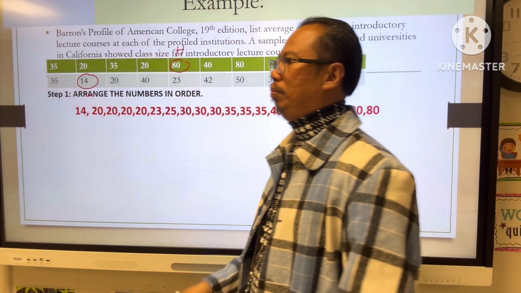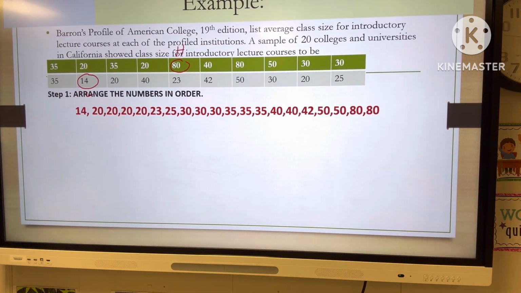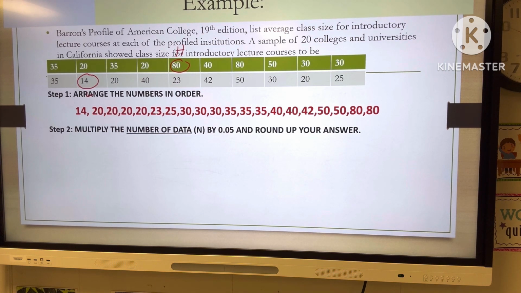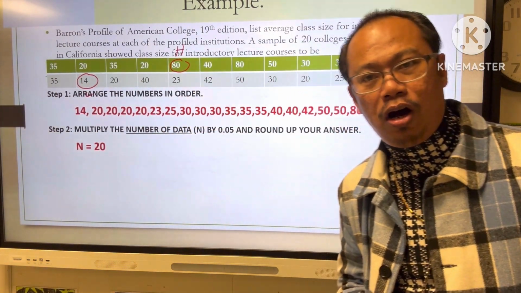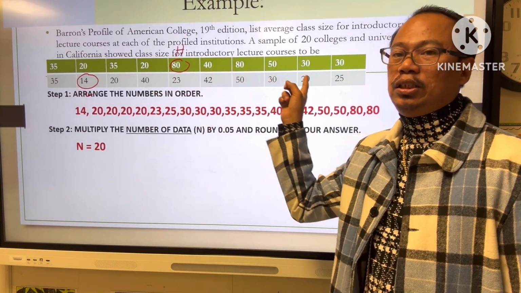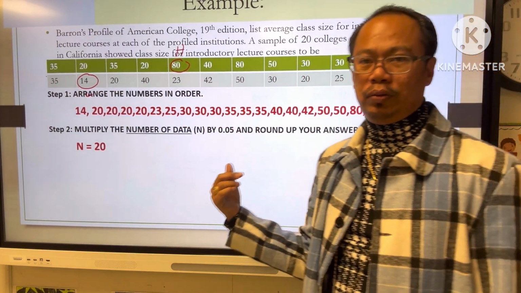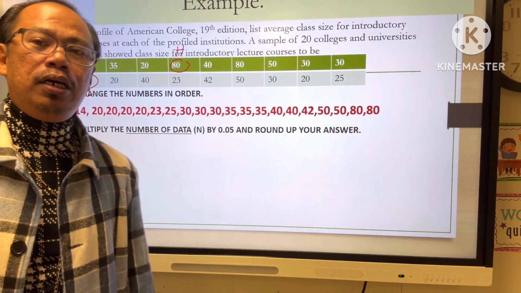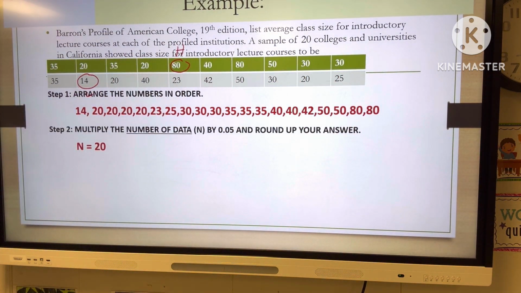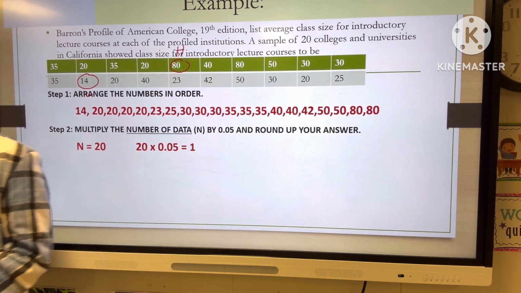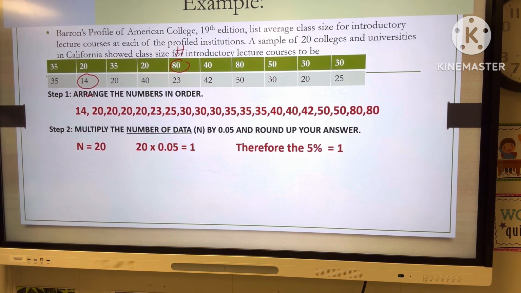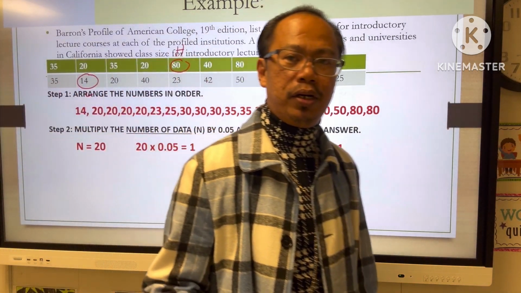The next step is the n. We simply count the number of raw scores, and all of these is 20. So we got n equal to 20. Then we compute 0.05. 20 times 0.05, we got 1. So therefore, the trim mean is 1.